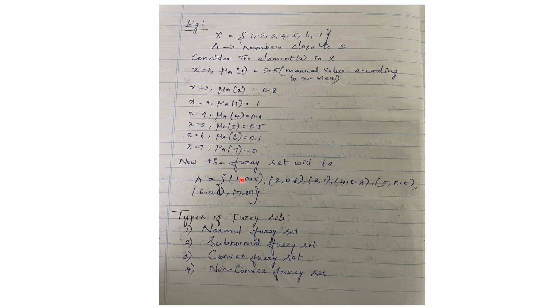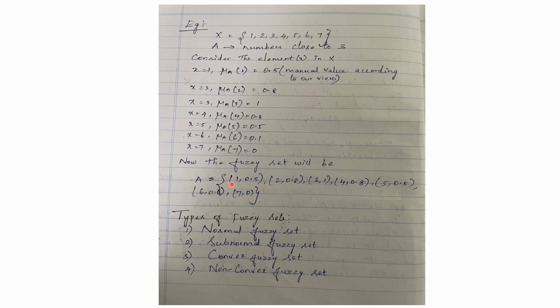Now the fuzzy set, as we have seen in the definition, is a collection of ordered pairs. So capital A equal to the set of (x, mu A of x). That is the formula, right?